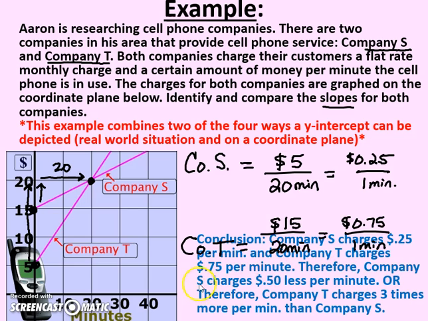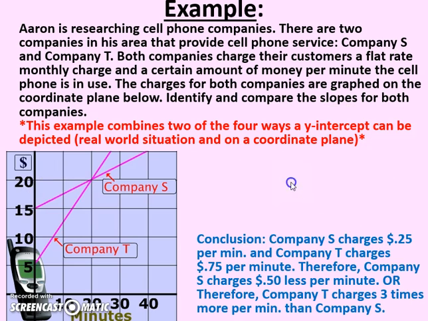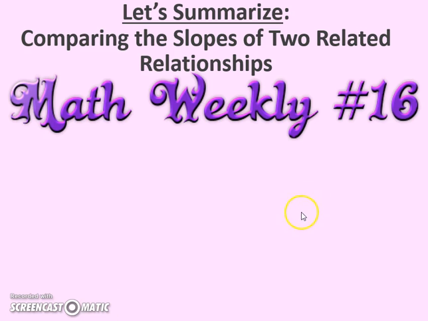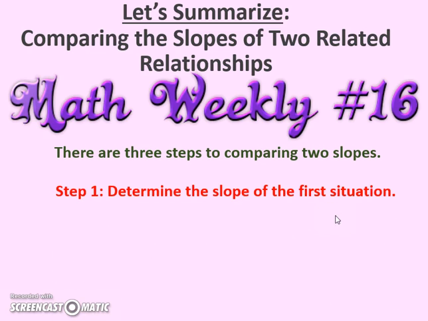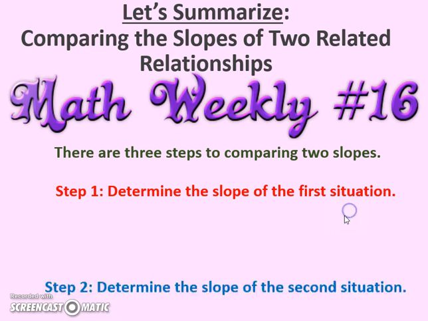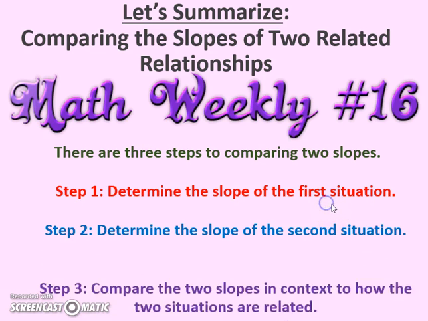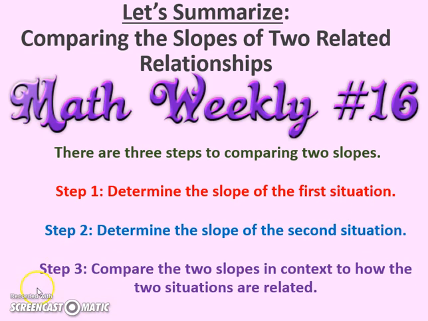Therefore, Company S charges 50 cents less per minute, or we could say, therefore, Company T charges 3 times more per minute than Company S. Either one of those would be accurate conclusions. So to summarize our situation in Math Weekly number 16, there are 3 steps to comparing slope. Determine the slope of the first situation, determine the slope of the second situation, and compare the 2 slopes in context to how the 2 situations are related.